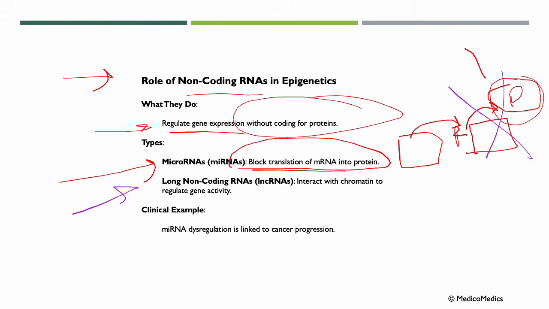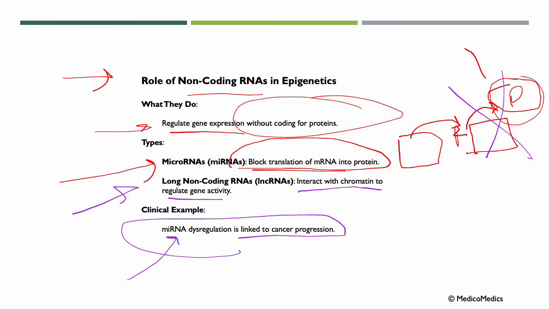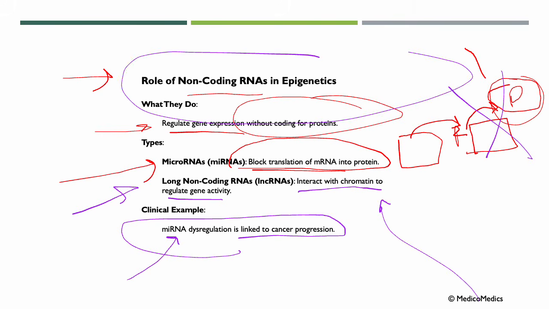Now we have long non-coding RNAs as well. These interact with chromatin to regulate gene activity. A clinical example is that microRNA dysregulation is linked to cancer progression. So non-coding RNAs are like traffic signals when you're driving a car. They tell your genes when to stop or when to go during protein production.